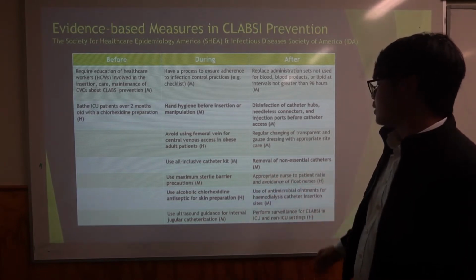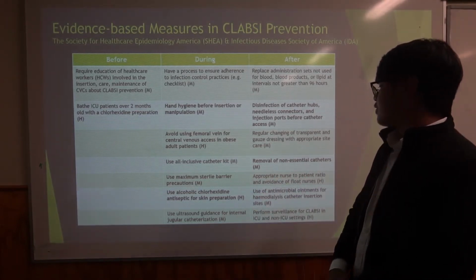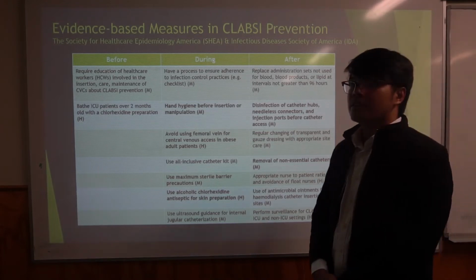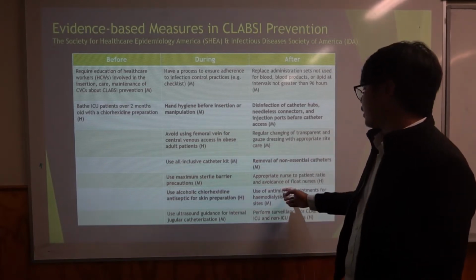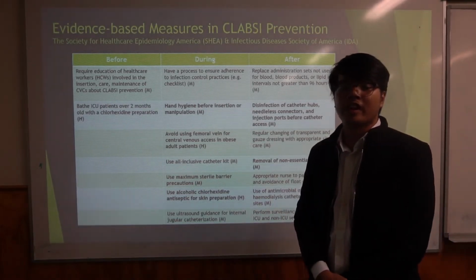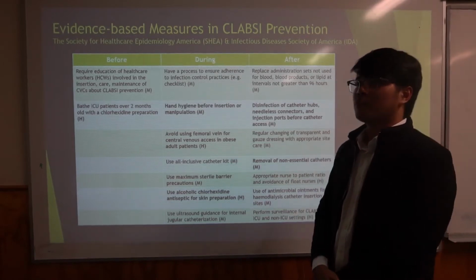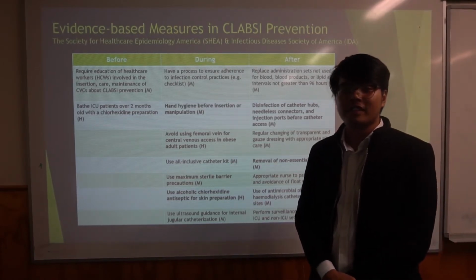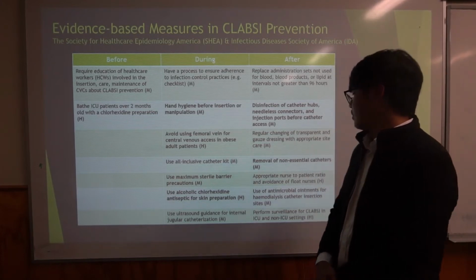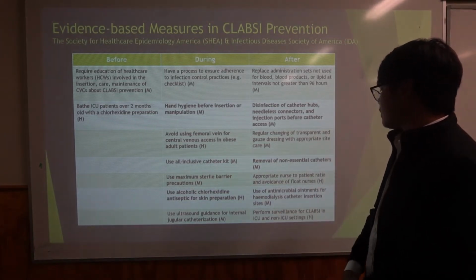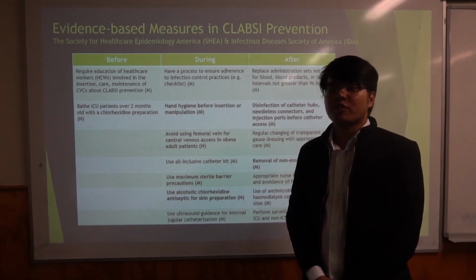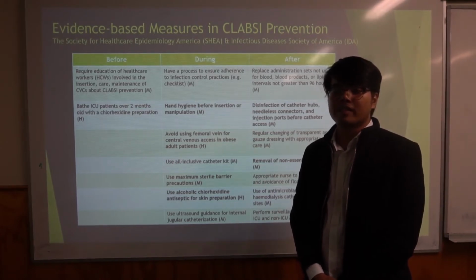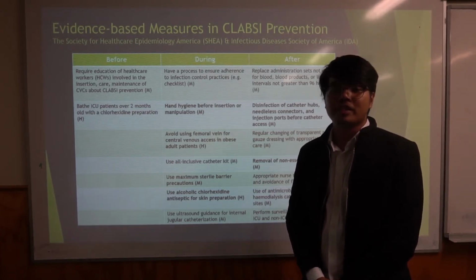Appropriate nurse-patient ratio, use of antimicrobial ointments for hemodialysis catheter insertion sites. So hemodialysis patients are more prone to infection, so they should use antimicrobial ointments, but this is not recommended for non-hemodialysis patients because antimicrobial ointments have no antifungal activity, which would increase the risk for fungal infection. And lastly, perform surveillance for CLABSI in ICU and non-ICU settings. Having a surveillance for CLABSI rates is important because this would allow the hospital administration to create new strategies to battle CLABSI.